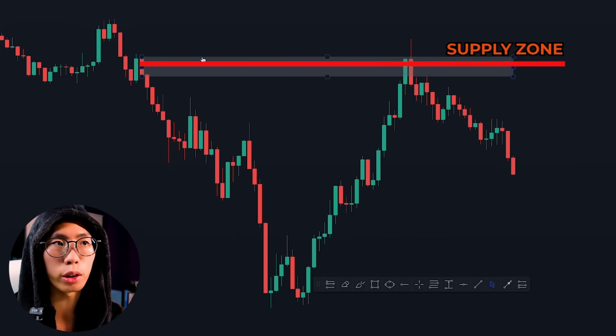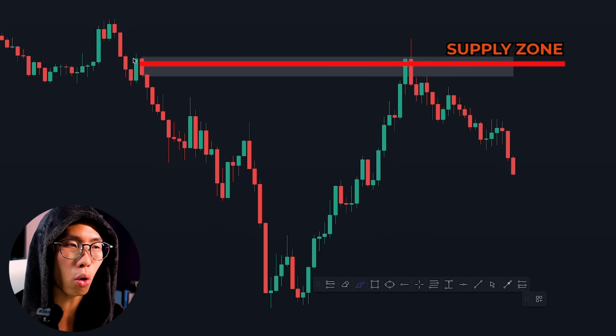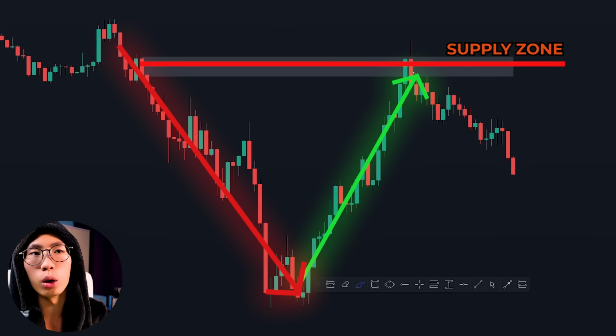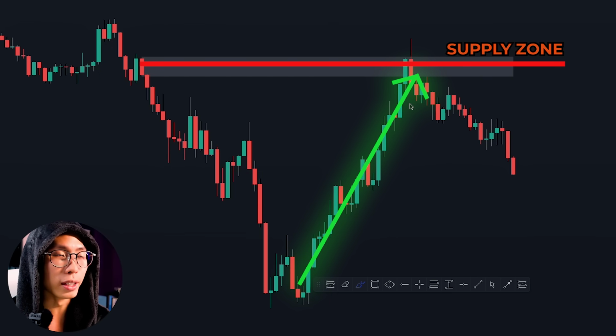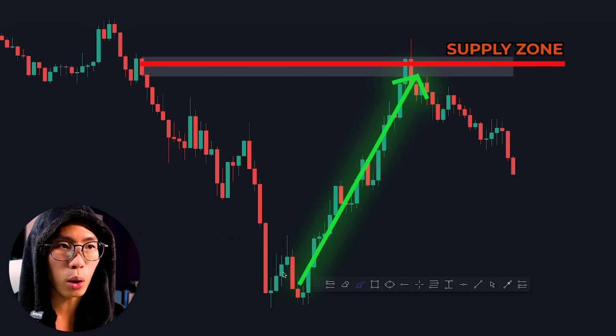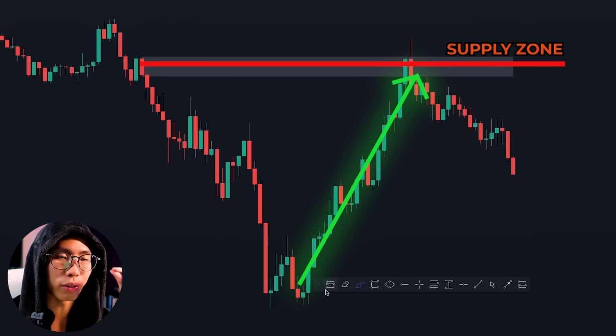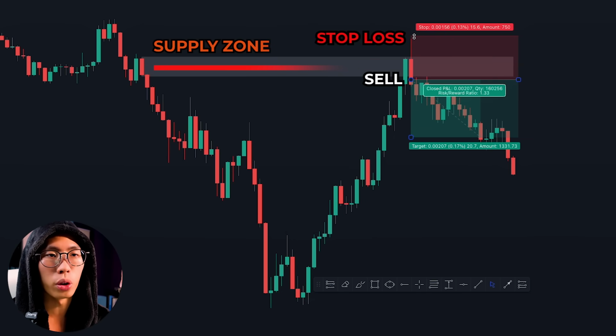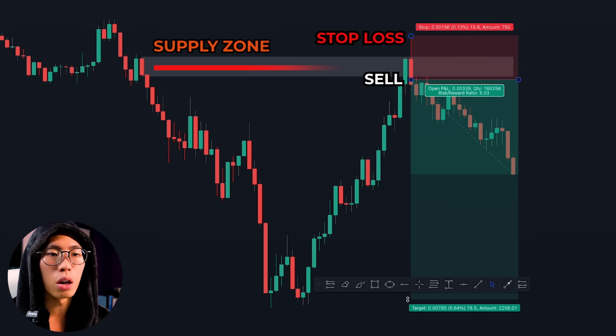So what you want to do after drawing your supply zone is to wait for price to come back up to this supply zone, and then that is when you can look to enter for a sell. So in this case, you can see price eventually went back up to our supply zone and we could have easily entered for a sell right here, place our stop loss above the supply zone, and then place our take profit at the next key level around here.